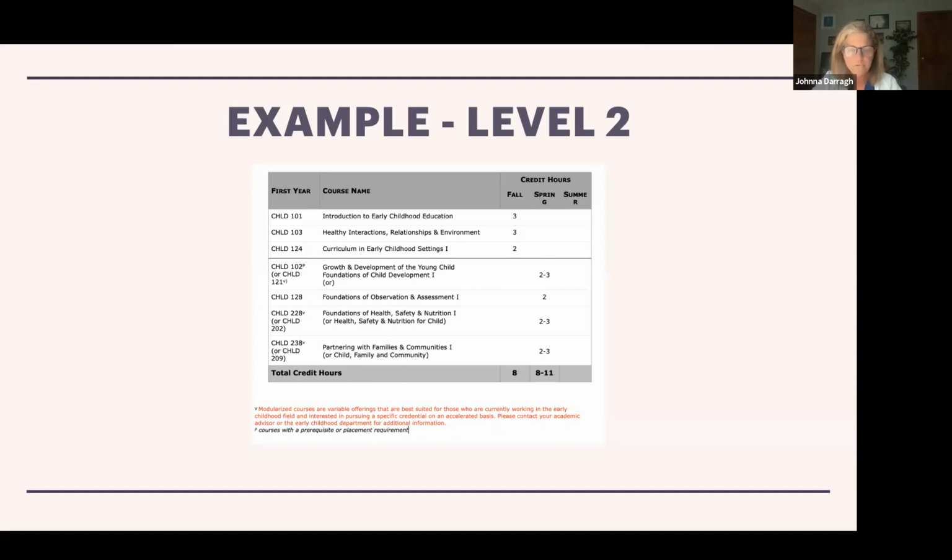They're tied to individual student needs. They could be offered in fall, spring, and summer. It just depends on needs that are best suited for those who are currently working in the early childhood field and interested in pursuing a specific credential on an accelerated basis, because these do tend to accelerate their pathway. Please contact your academic advisor or the early childhood department for additional information.